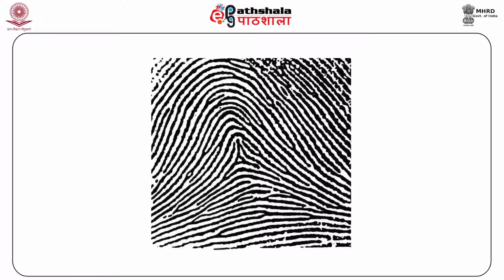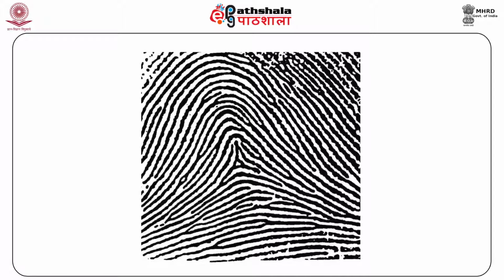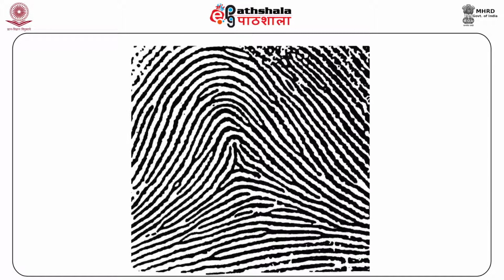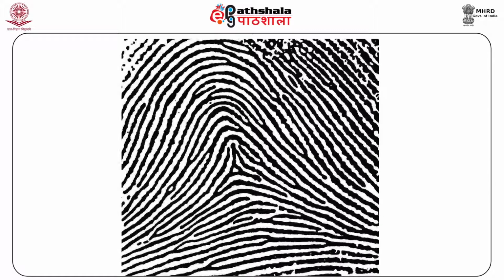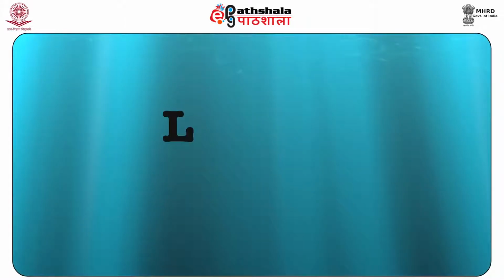Next is tented arch. This pattern is similar to the plain arch. It begins on one side of the finger and glides out in a similar manner to the other side. However, the dissimilarity lies in the ridges. In a plain arch, the ridges are continuous, while in tented arch, these are not. The ridges which connect each other in the center meet and thrust upward, giving the imprint the shape of a tent. Now, let us discuss loops in detail.